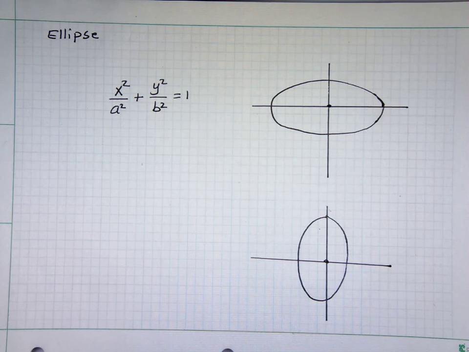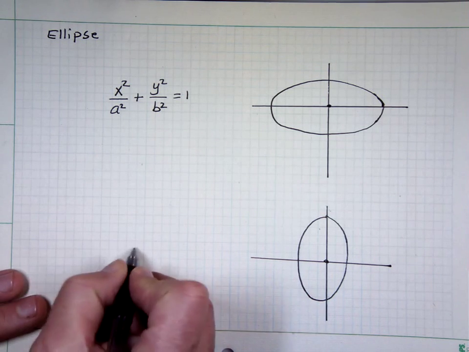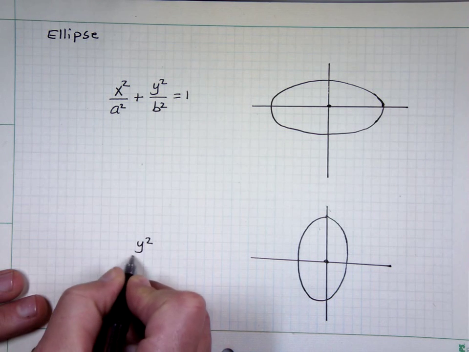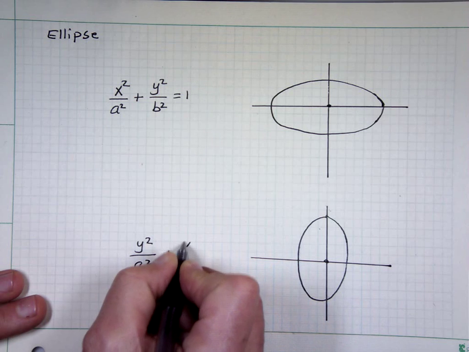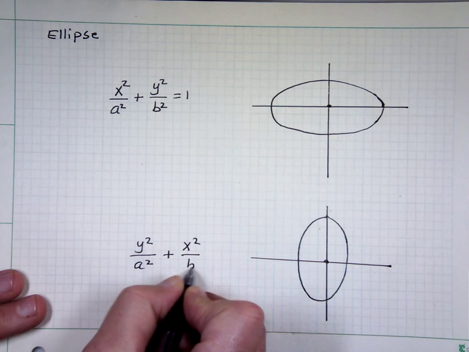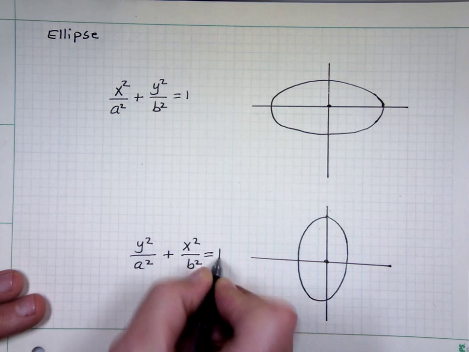If it's up and down, the equation for that is going to be y squared over a squared plus x squared over b squared equals 1.